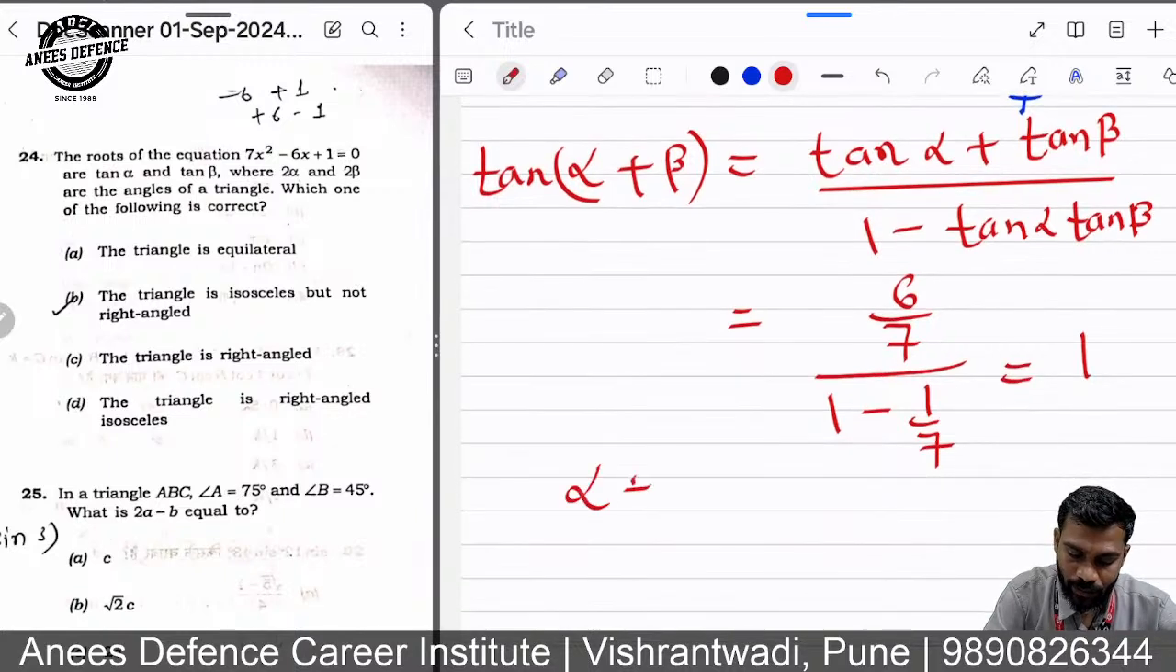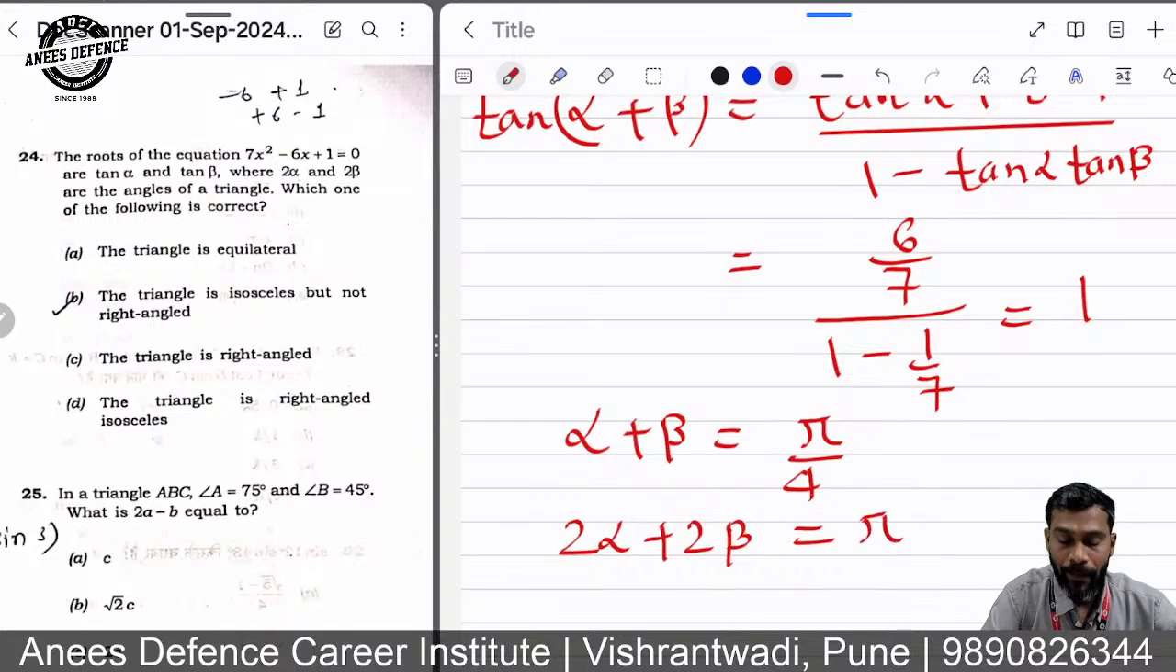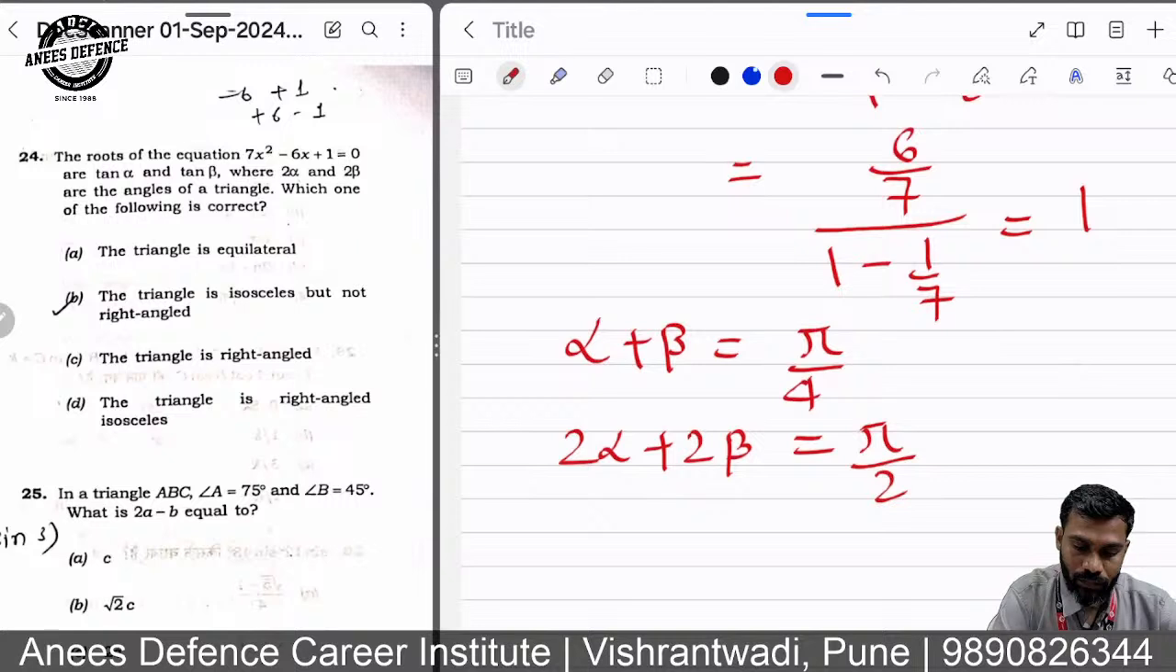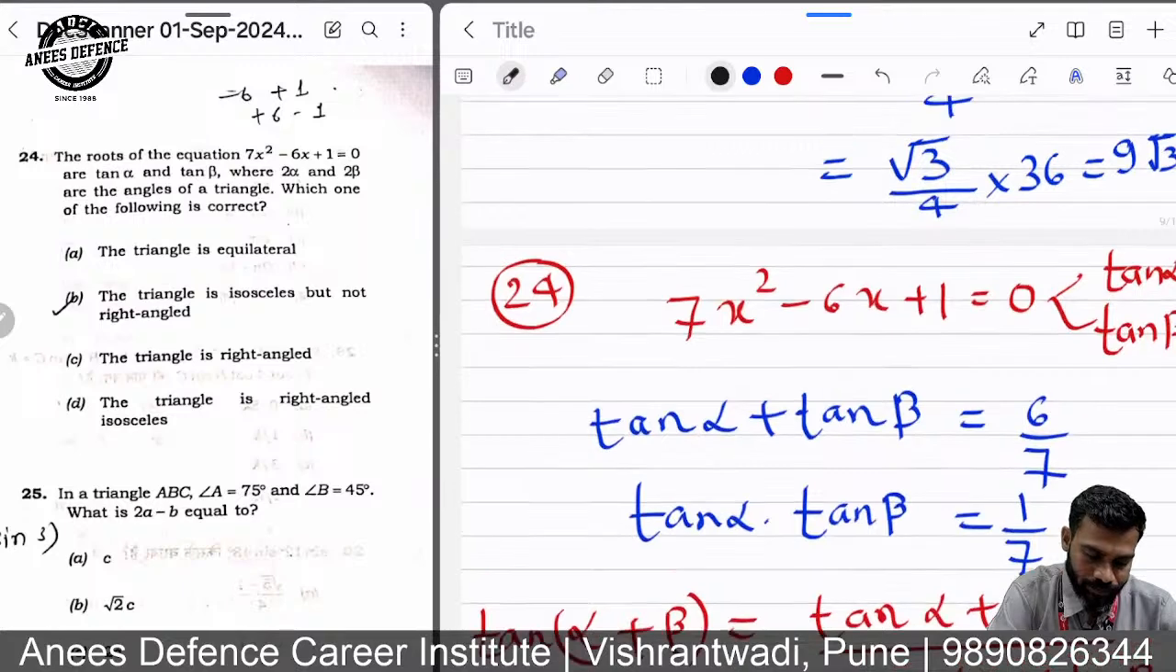So it means alpha plus beta will be, of course, pi by 4. So 2 alpha plus 2 beta will give you pi by 2, right? 2 alpha plus 2 beta will be pi by 2. So since we have got a triangle of which two of the angles are 2 alpha and 2 beta, suppose this is 2 alpha and this is 2 beta. Since the sum of these two angles is 90, of course, the third angle should be 90. This angle should be 90, right? So this should be a right angle triangle. So C should be the right answer.